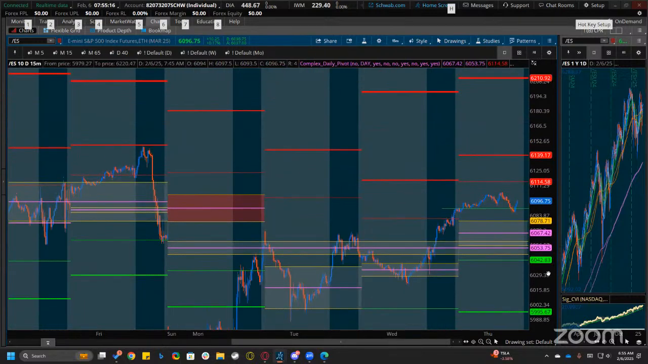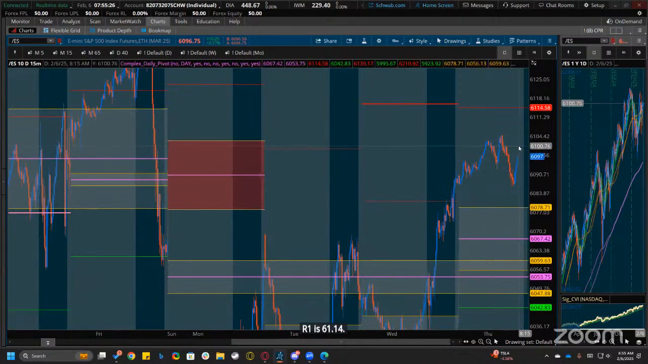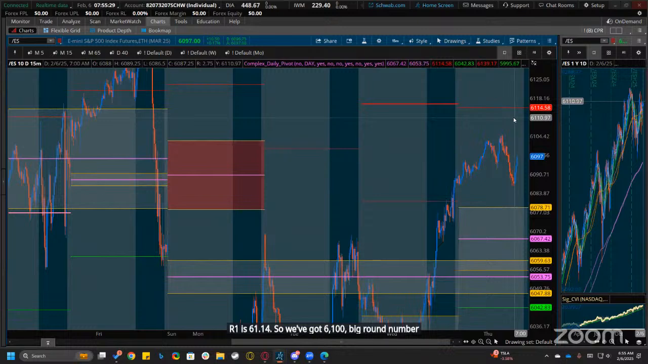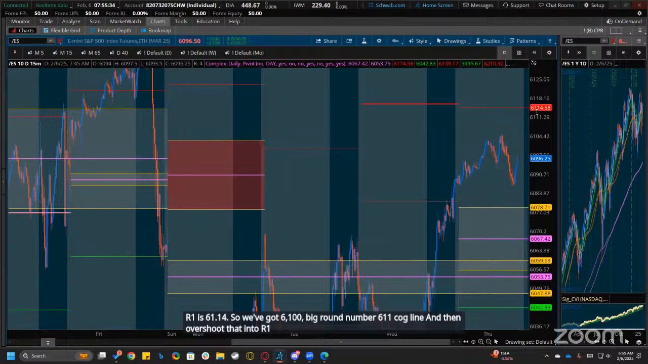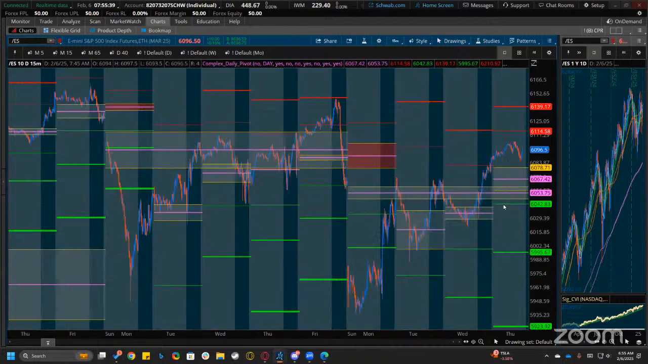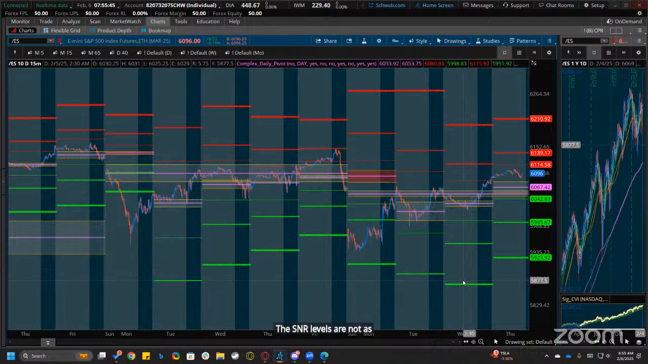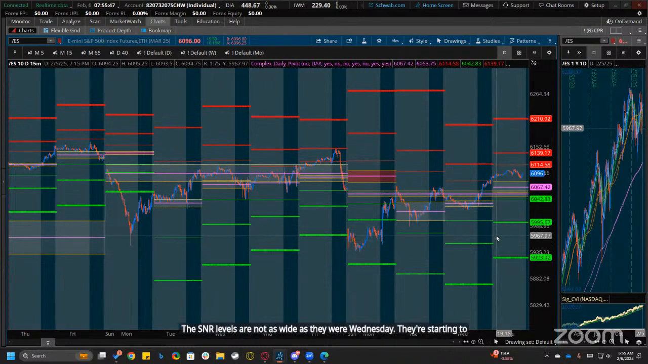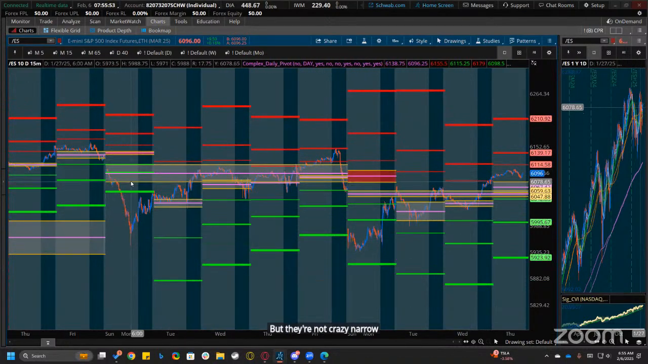And if we turn on the S&R lines, R1 is 6114. So we've got 6100, big round number, 6111, cog line, and then overshoot that into R1, 6114 and a half. The S&R levels are not as wide as they were Wednesday. They're starting to contract again, narrow down a little bit. But they're not crazy narrow like they were back here two Mondays ago.